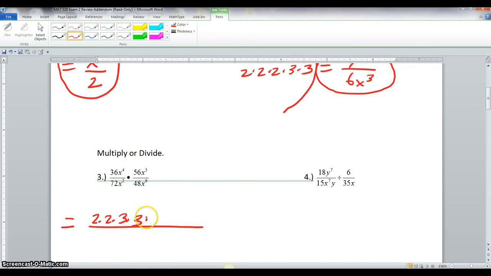So we'll write down our 3 2's and a 7. So that took care of the prime factorization of 36 and the prime factorization of 56. Now we look at our x's. We have a total of 4 x's here and 3 x's here, so we have a total of 7 x's.